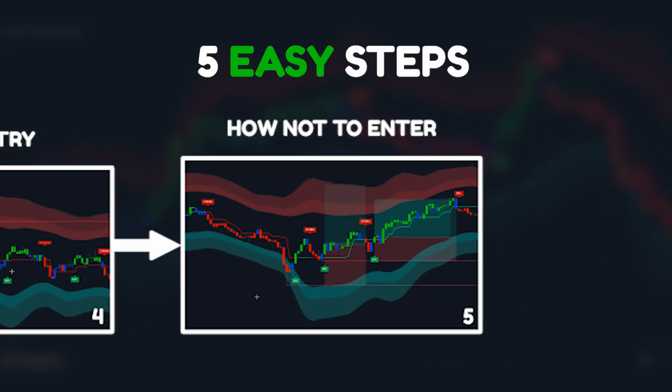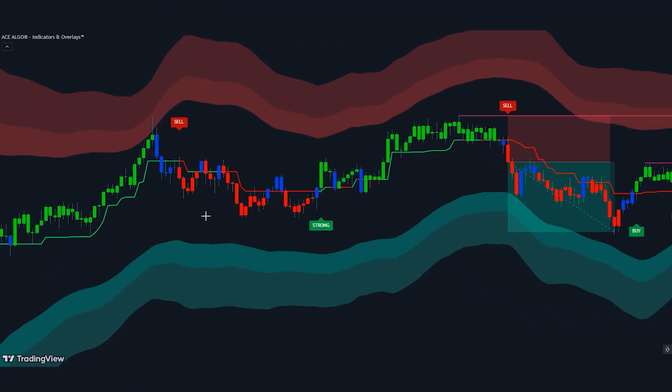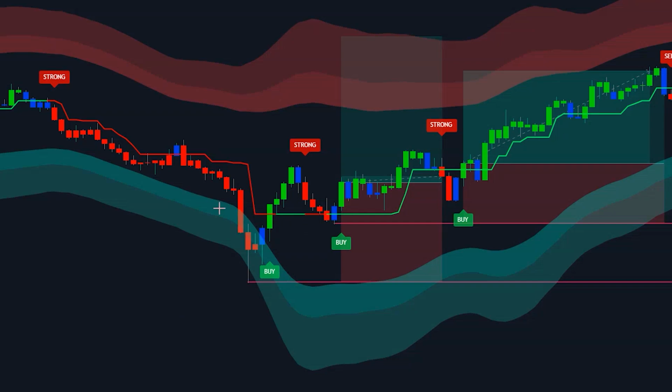Now, let's talk about what to avoid. If you receive a sell or strong sell signal, but then the trend finder turns red, it's a no-go. Remember, we want to see the trend finder first confirm the trend before entering a trade. The same principle applies to long entries.